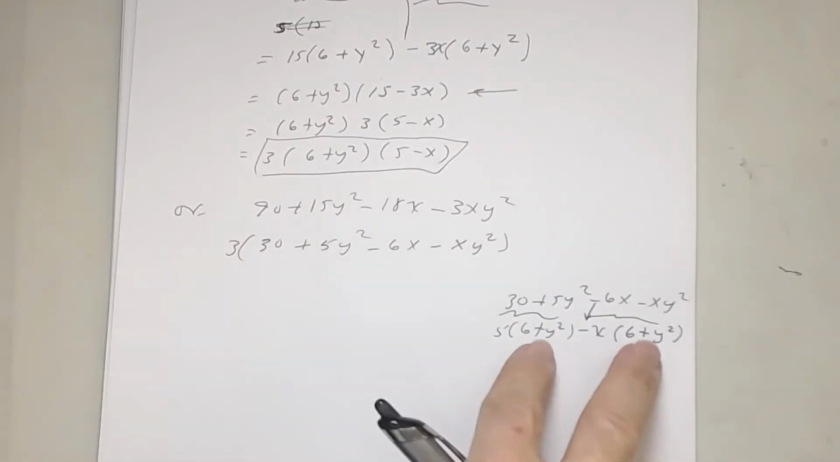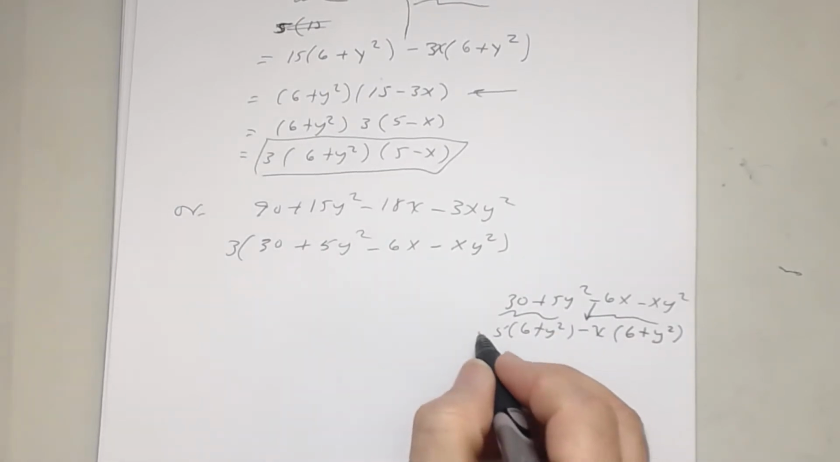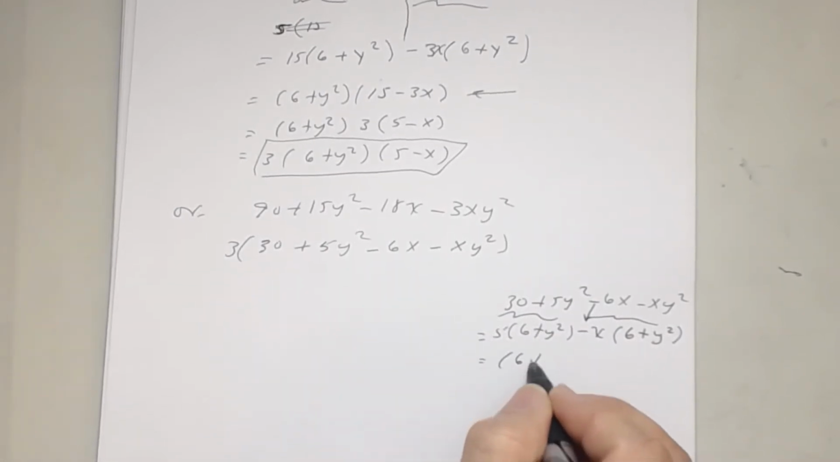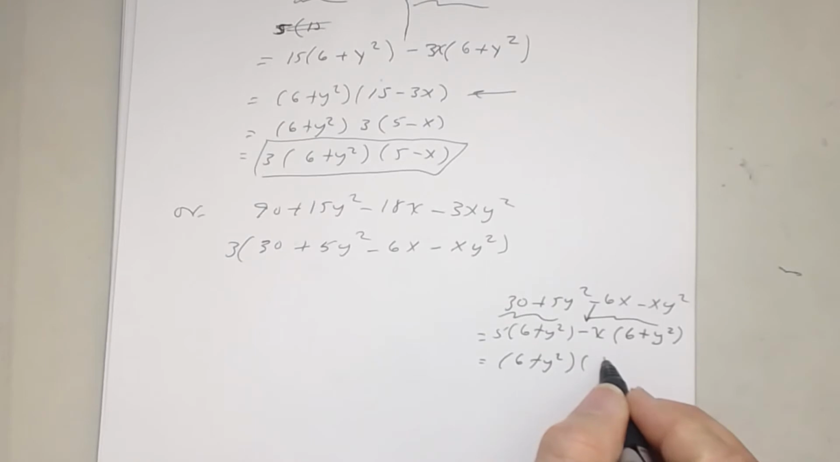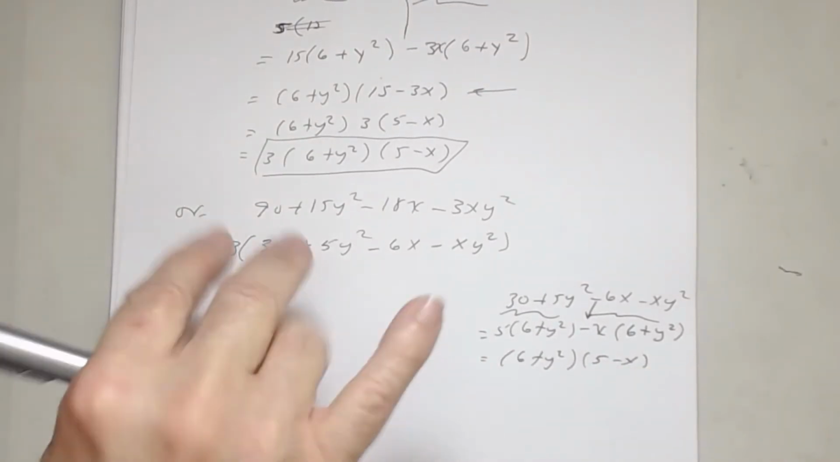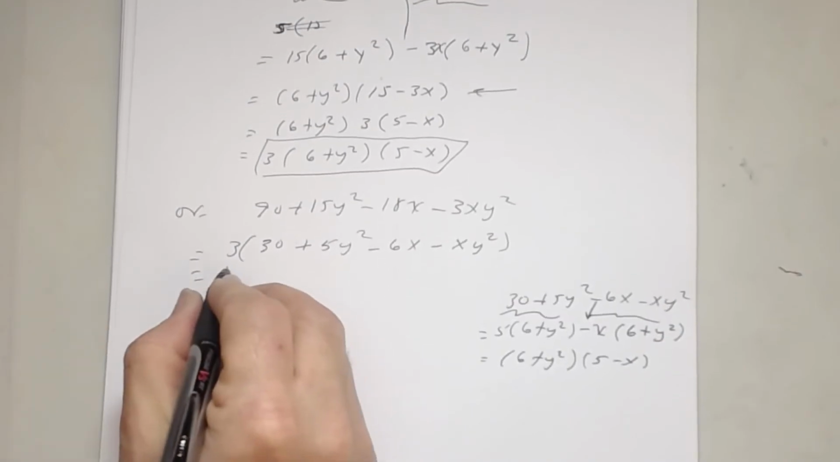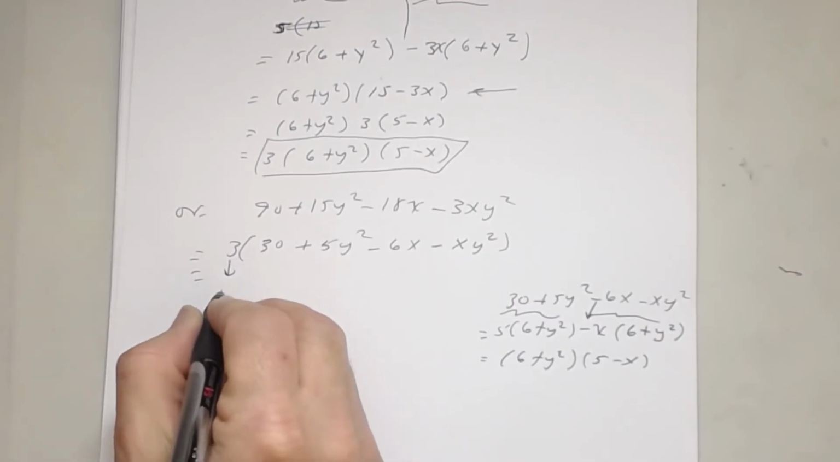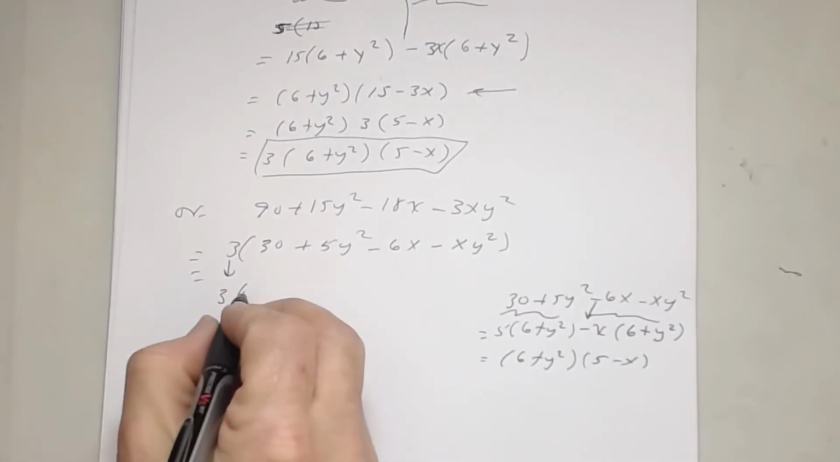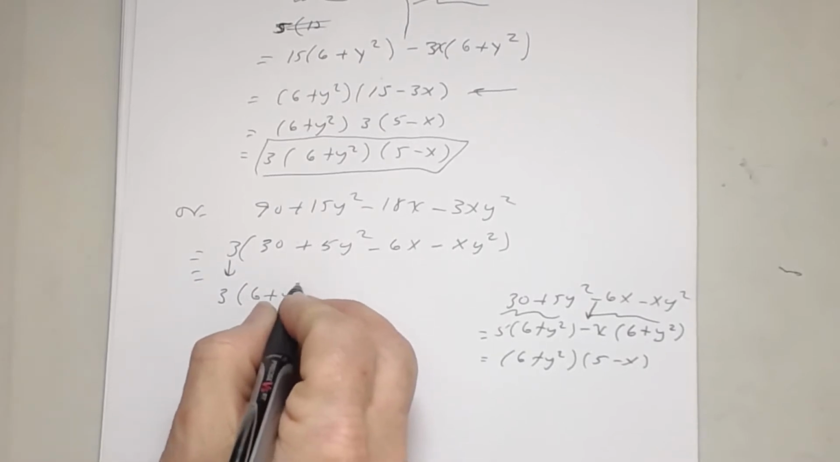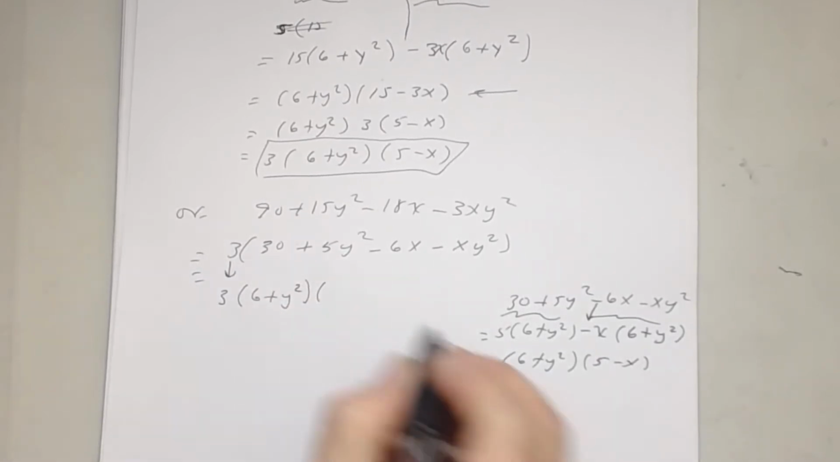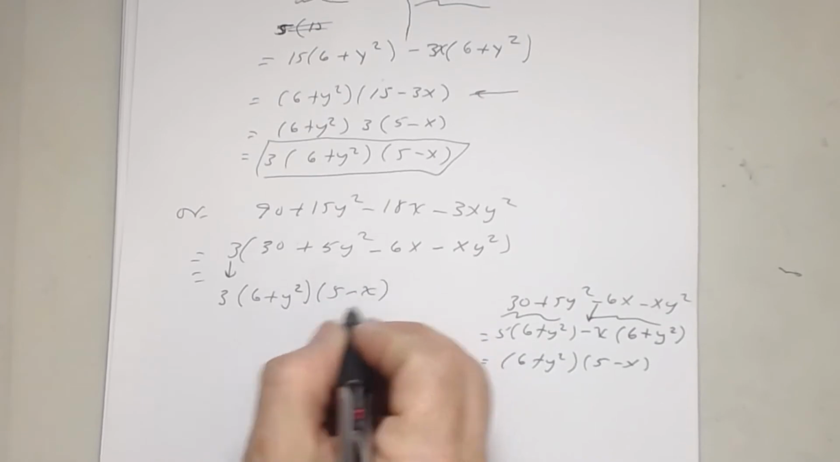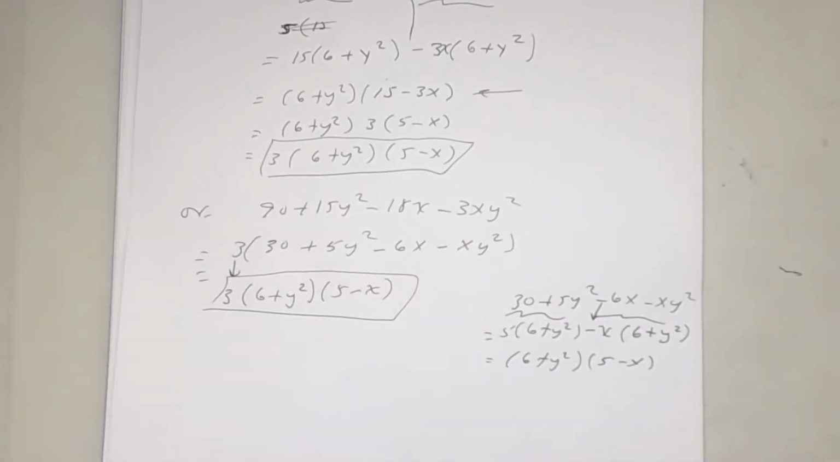And now notice they have a 6 plus y squared in common. So you get 6 plus y squared times what? 5 minus x, and that goes here. So your answer is going to be, don't forget the GCF. GCF is 3, so it'll be 3 times what? 6 plus y squared times 5 minus x. Okay? All right. Again, either way is fine.